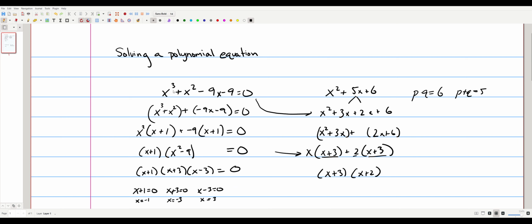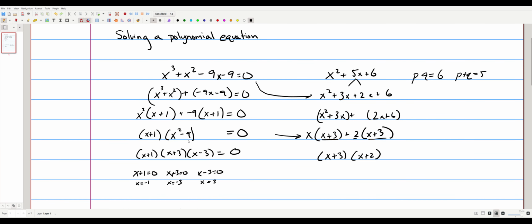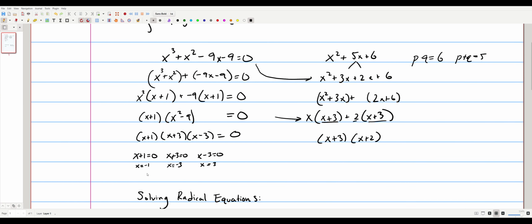Basically, it hinges on the idea that you have an even number of terms and you're going to factor out what's in common. And hopefully you'll get a binomial that matches. And set every binomial you have equal to 0. And so our solution here is x equals negative 1, x equals negative 3, and x equals positive 1.